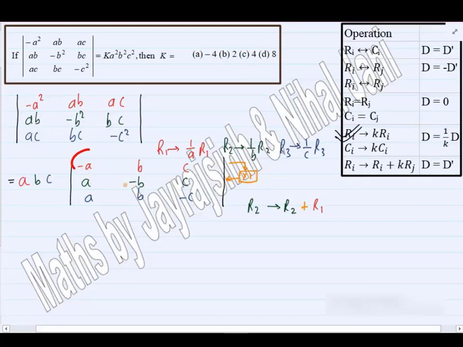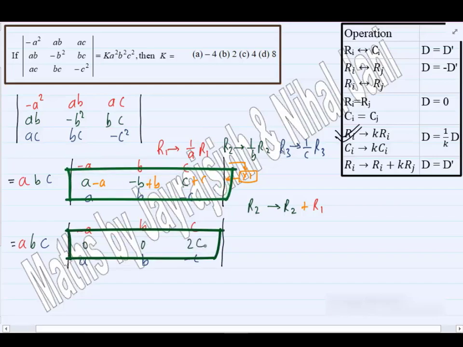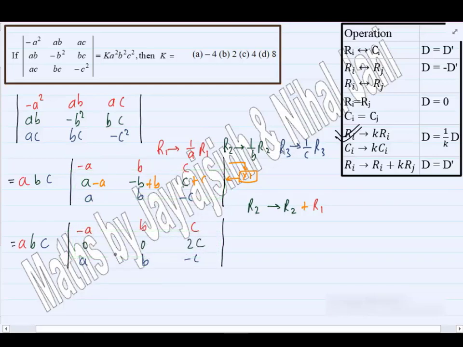So minus a, 1s are minus a, then plus b and plus c. So in this process, our first and third row will be as it is. So just write down as it is, and your second row will be a minus a 0, minus b plus b 0, and here we'll get 2c. Now if you want to take abc common, you can take common, or simply expand with respect to second row.